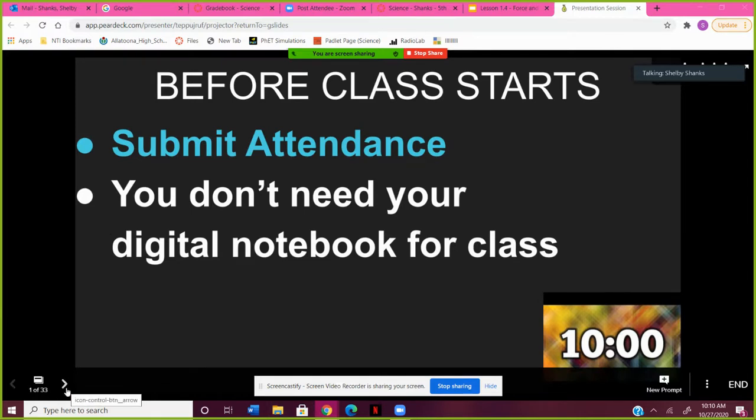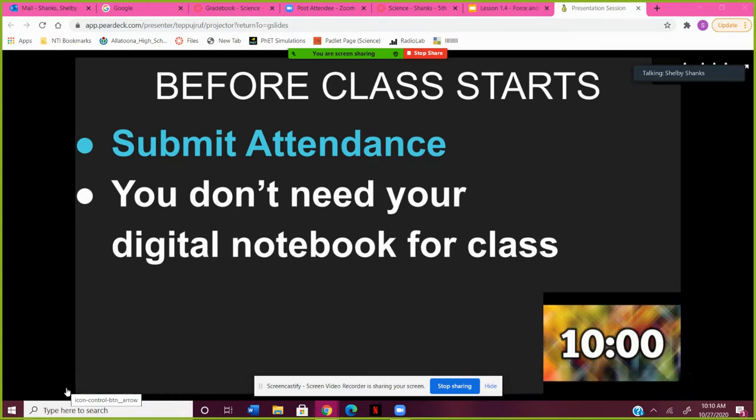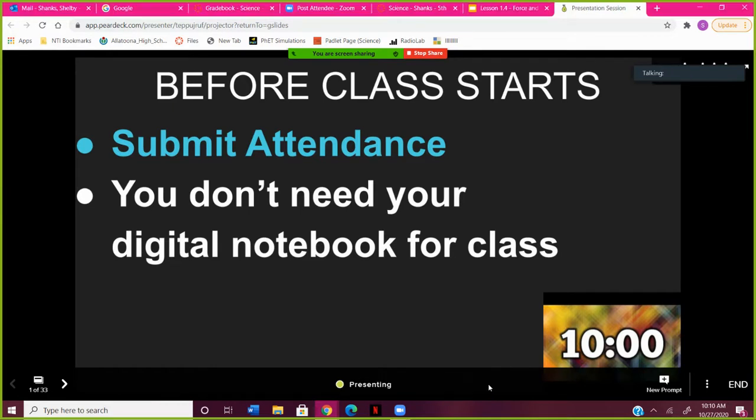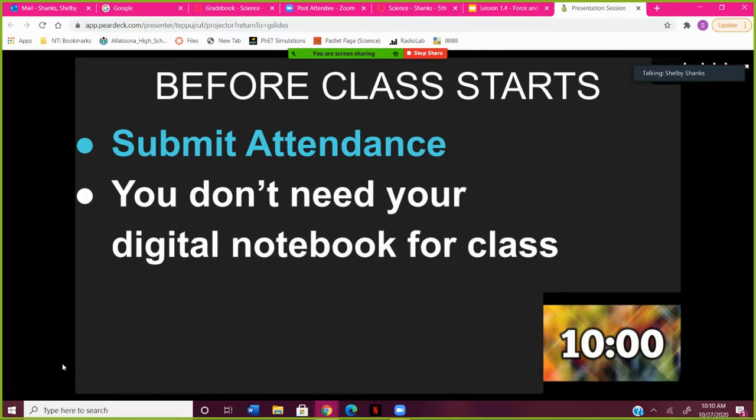You do not need your digital notebook for class, but it does have some spots in there where you can put important information. So after class, if you would like to go put any important information, things that you may need to write down in there, you can. But we do not have any key concepts and we do not have any vocab words to put in our notebook.